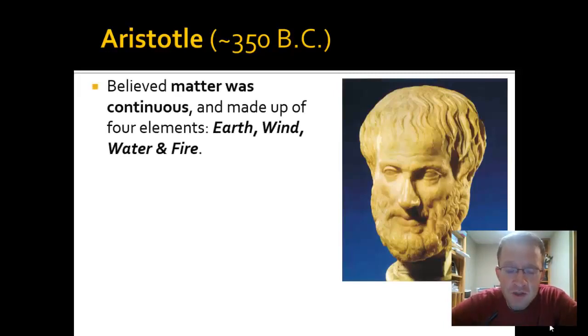Aristotle had a very different perspective on what matter would be about. Aristotle believed that matter was continuous. He believed in the 4 elements that were known at the time: earth, wind, water, and fire. Sometimes you'll hear it called earth, air, water, and fire. In the mind of Aristotle, matter wasn't made of small bits. It was continuous sort of stuff.